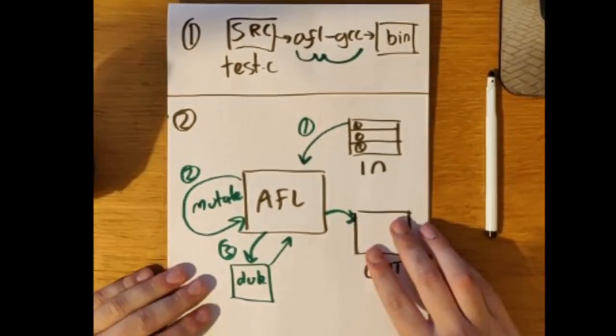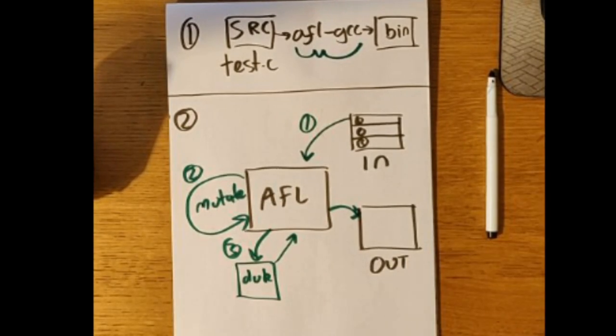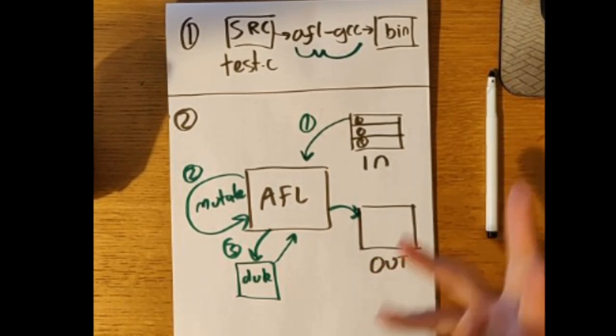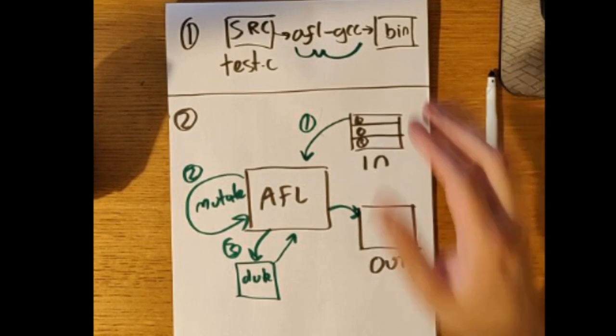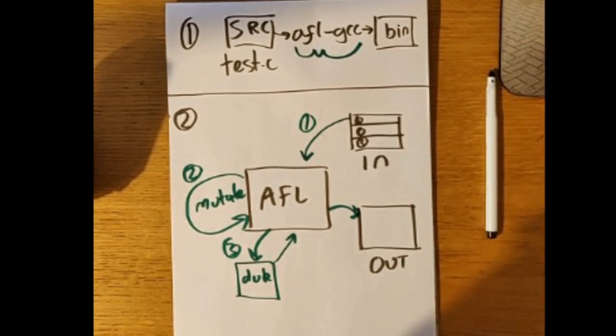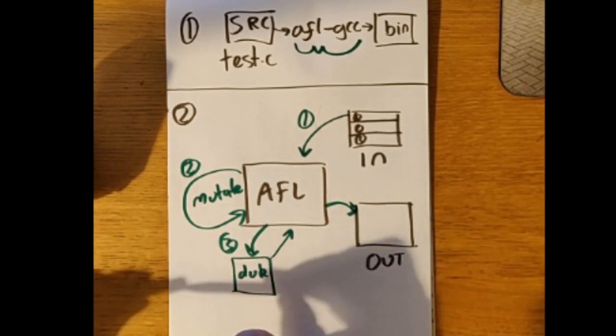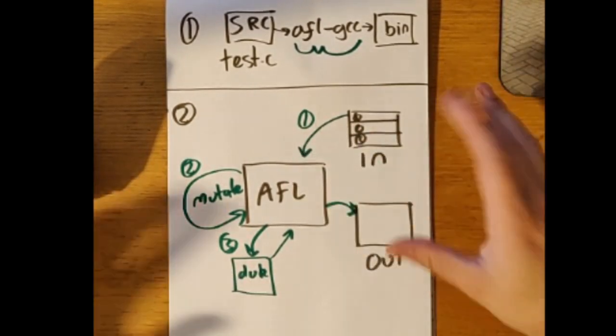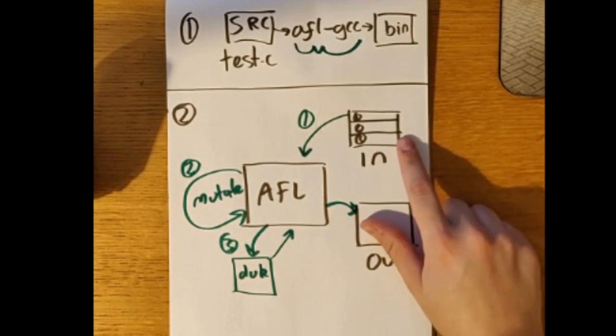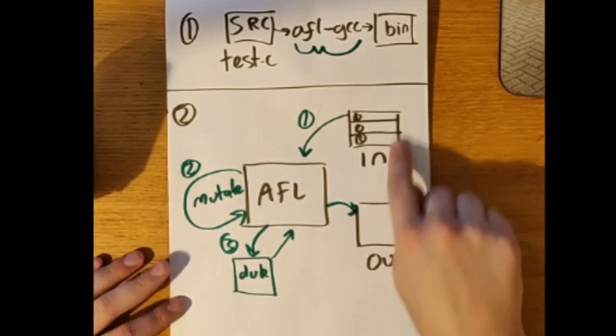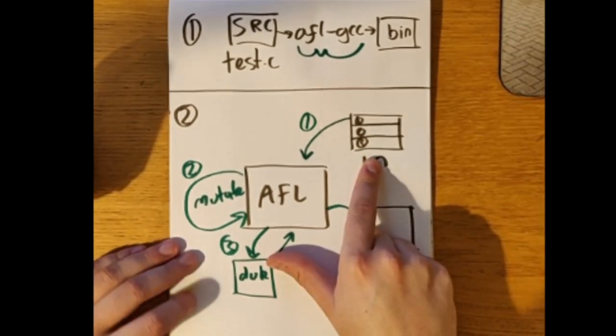AFL can get really deep, or I would say very deep, into programs, much further than we were able to do by just random fuzz testing, which is the mutation engine, the dumb way. And it's going to get much further than if we just give it a description file. Now, you can use description files or corpuses or valid data within this input directory here, or this corpus. And this is what I was saying to Mark before.